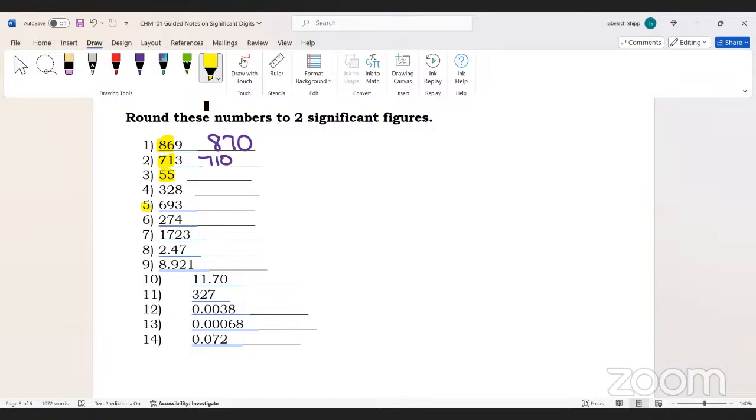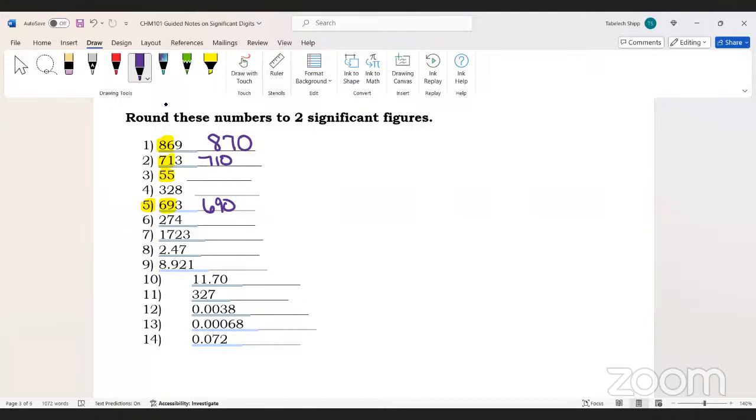Let's look at number 5. Again, you only need two of these numbers. So this 3 tells that 9 to stay put, and you're just going to simply have 690. Yep.